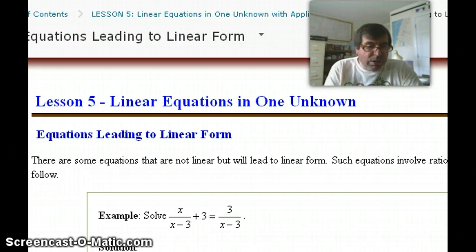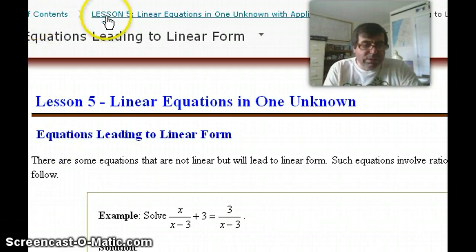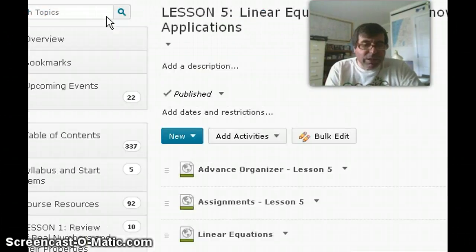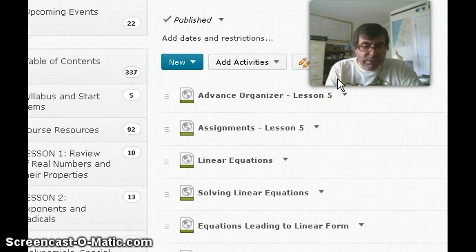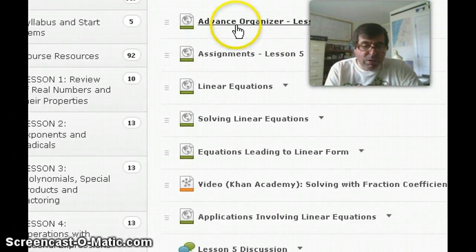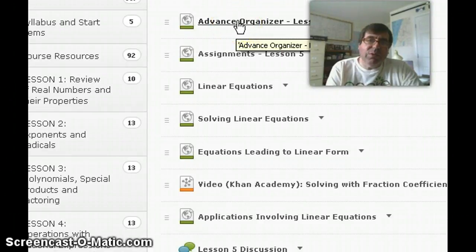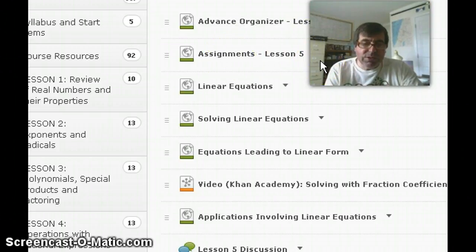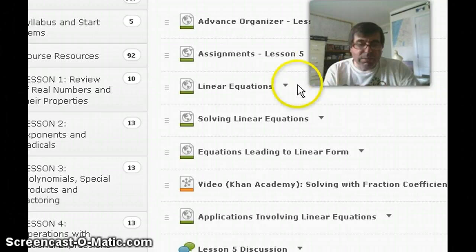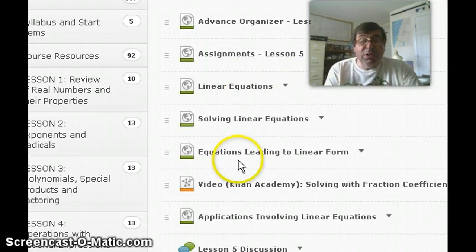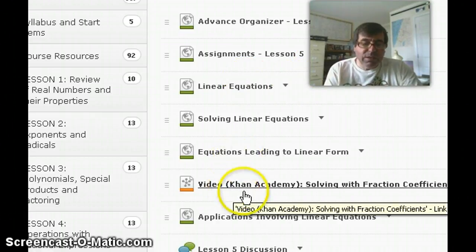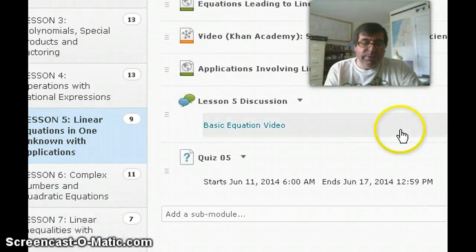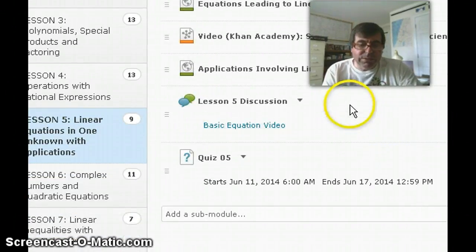Okay, so you're on your table of contents on your desktop, and we're going to click on lesson 5. Over here in the middle, again, you have your advanced organizer. That's a graphic organizer, a fancy way of saying, hey, this is what we're going to do. Your assignments, what you need to do as far as your major reading and your working the problems. Here's some more readings. We'll look at them in just a moment. There's a Khan video. Great work, those good people.